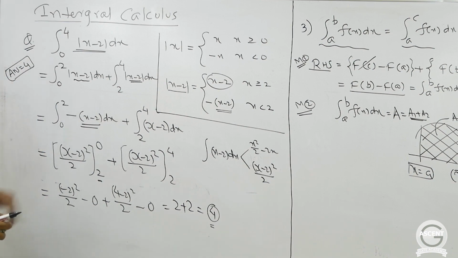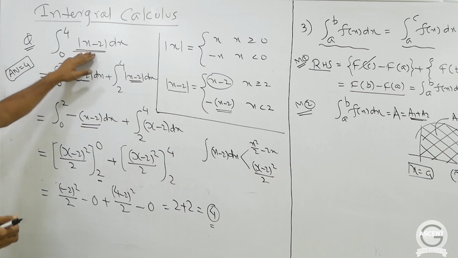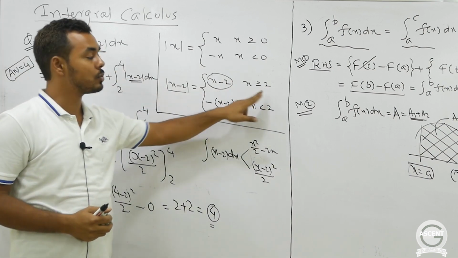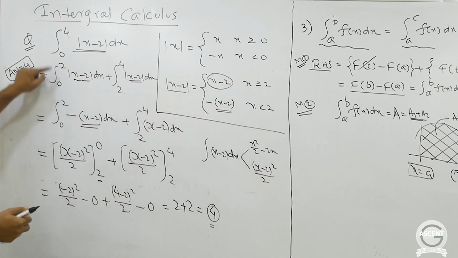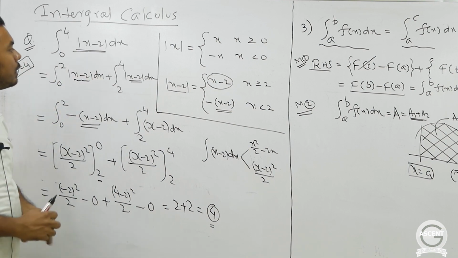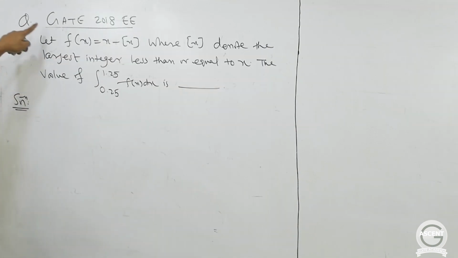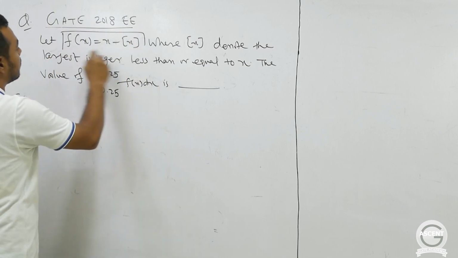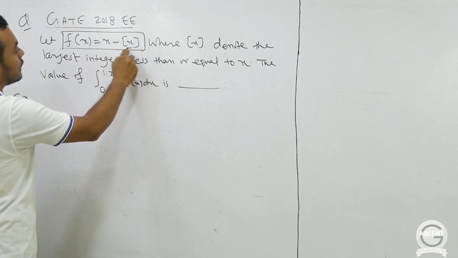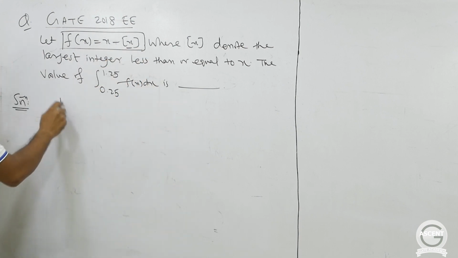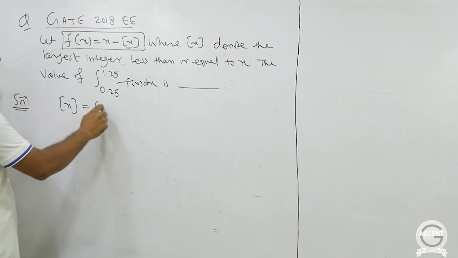In this way the third property is applied here. Since the definition of f(x) was changing at x equals 2, we had to break this integral at 2, from 0 to 2 and then 2 to 4. Now there was one question in GATE 2018 based on this third property. So the next question that we have to solve is from GATE 2018. If the function f(x) is defined in this manner, f(x) is x minus the greatest integer of x. This function is called the greatest integer function.